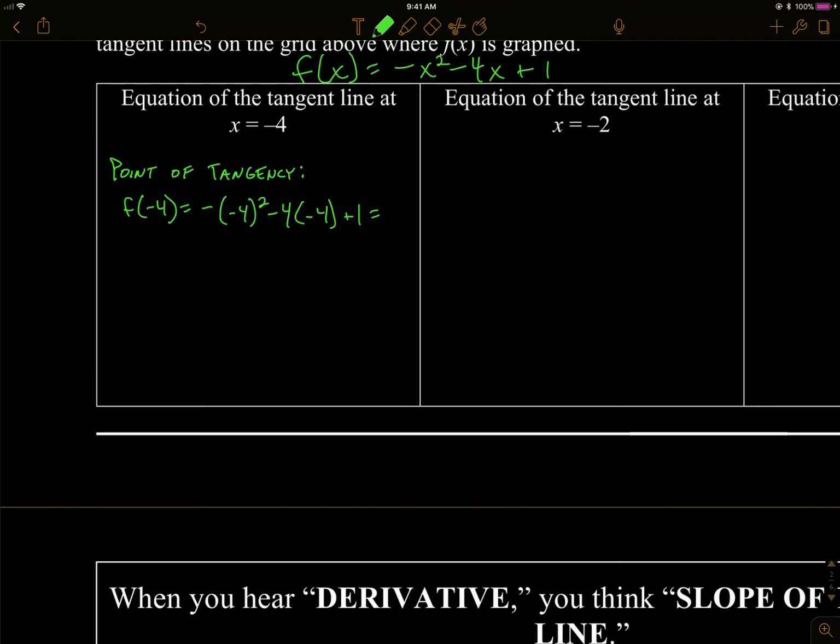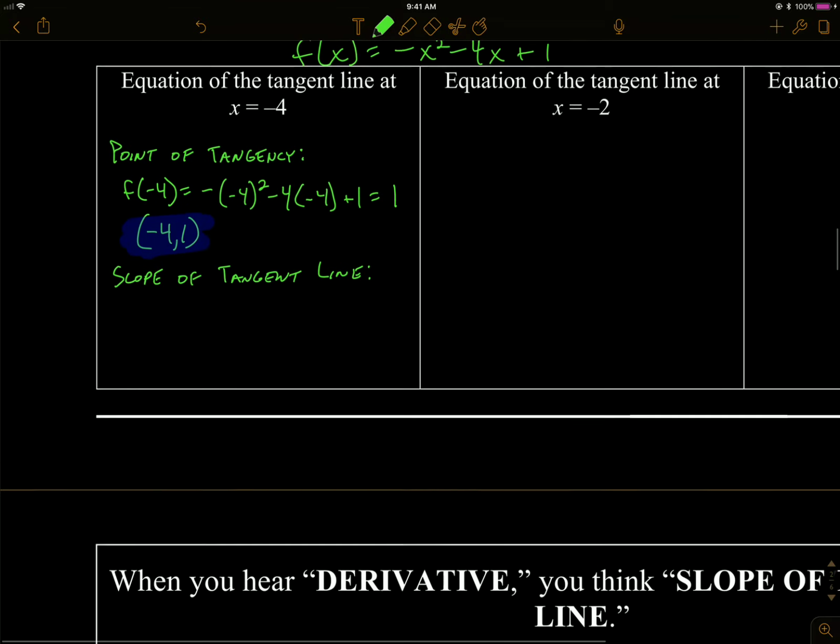I don't know why that was so hard for me. All right, so that's the y value of our point. So I'm going to collect these as a point. Our point of tangency is negative 4, 1. That's the first thing we need to write the equation of the line. Now we want the slope of the tangent line. Those are the two pieces of information we need to write the equation of the tangent line.